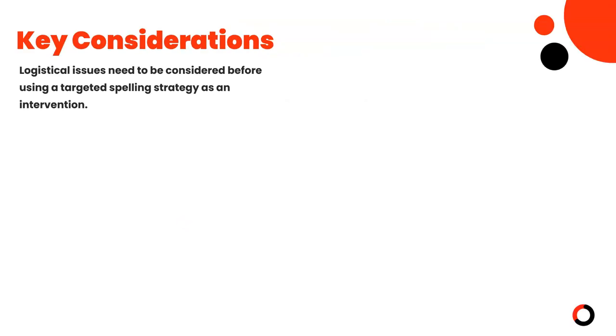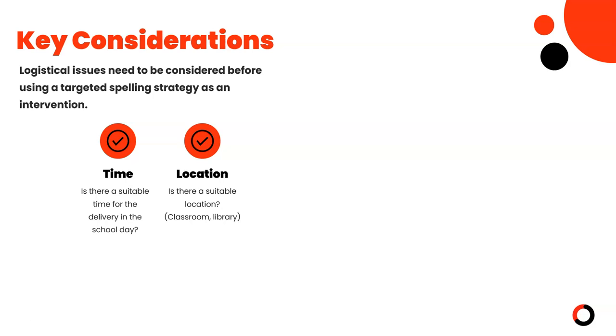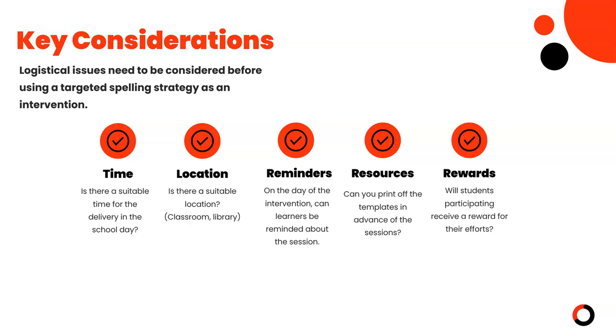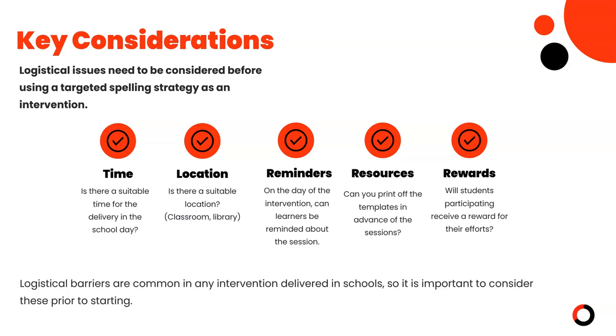So some key considerations. Logistical issues need to be considered before using a targeted spelling strategy as an intervention. So is there a suitable time in the day for the delivery? Is there a suitable location? Reminders on the day, if learners can be reminded about the session, if they've got to attend it. If you can print off the templates in advance of the sessions if you're using them, and will you potentially link to any rewards? Logistical barriers are common in any intervention delivered in schools, so it's just important to consider these prior to starting.